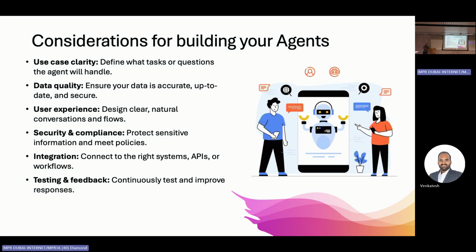And with agents, you have orchestration, so they can talk to each other. If an agent needs to get information from another agent, it can make a call to that agent and come back. So let's try not to have a very complex agent which does everything. You need to have a clear use case. Data quality, we spoke about that. Now the user experience, and we're going to come back to that in the demo.